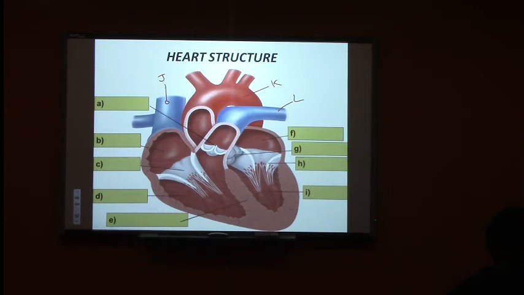So we have two similar. You have two AV valves, you have two semilunar valves. So the AV valves will be tricuspid and bicuspid, and then our semilunar valves, pulmonary and aortic. Okay, thank you.